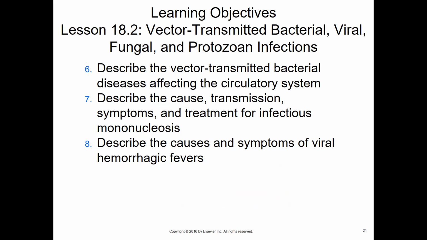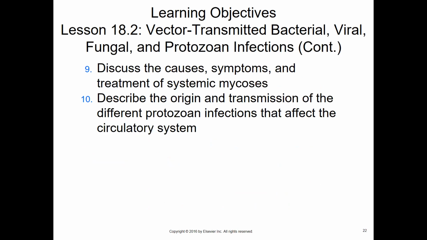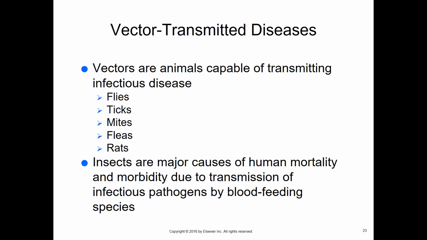All right, next we're going to be talking about vector-transmitted bacterial, viral, fungal, and protozoan infections. When you think about vectors, think about animals capable of transmitting infectious disease, like flies, ticks, mites, fleas, and rats. Insects are the major cause of human mortality and morbidity due to the transmission of infectious pathogens by these blood-feeding species.